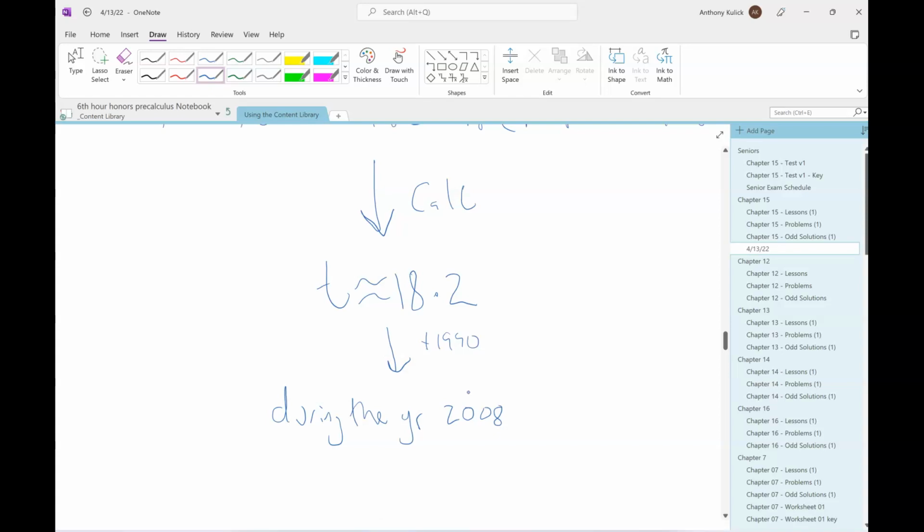Arithmetic is hard, guys. We did all the hard part, and then I boogered adding 1990 plus 18. It happens sometimes. What do you guys think? Is that okay? Not a big deal, right? Not too bad.